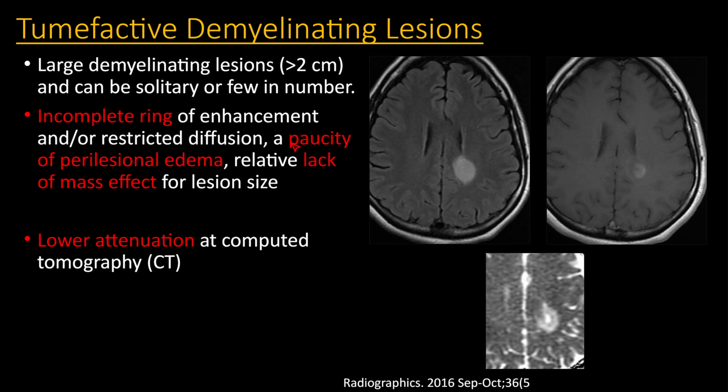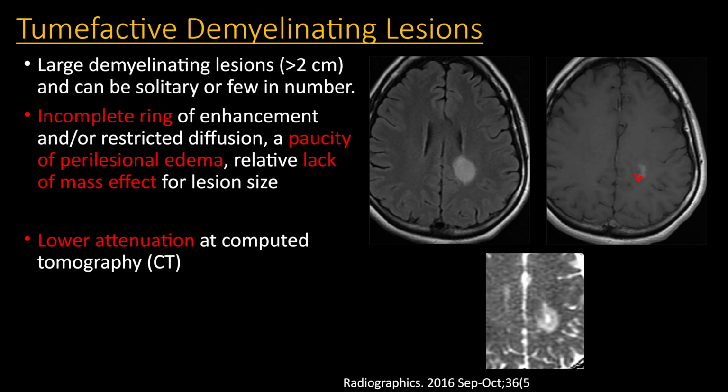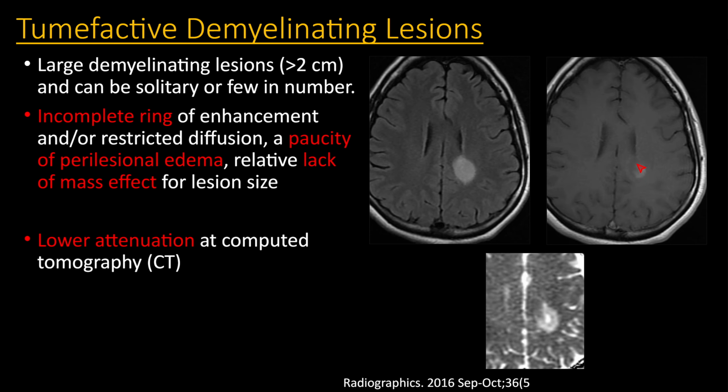Some of the features that would clue you in that you're dealing with a tumefactive demyelinating lesion are an incomplete ring of enhancement. You can sort of see it here. There's an incomplete ring. The ring is complete here, but right here on this side is an incomplete ring of enhancement. Another feature is a paucity of edema compared to lesion size. For instance, if this was a glioblastoma, you would have tons of edema surrounding it. But here, this particular lesion has not a lot of edema around it, and also not much mass effect.